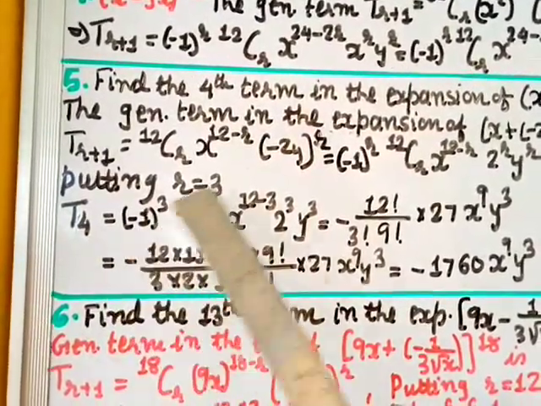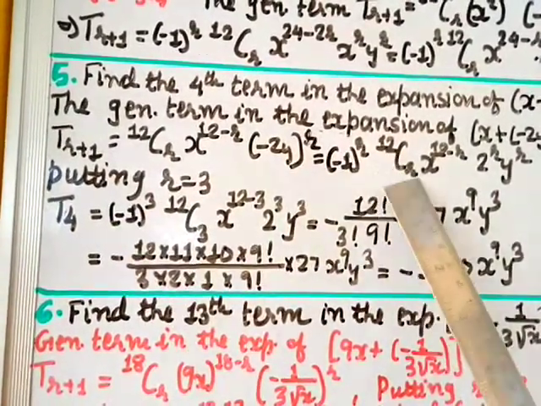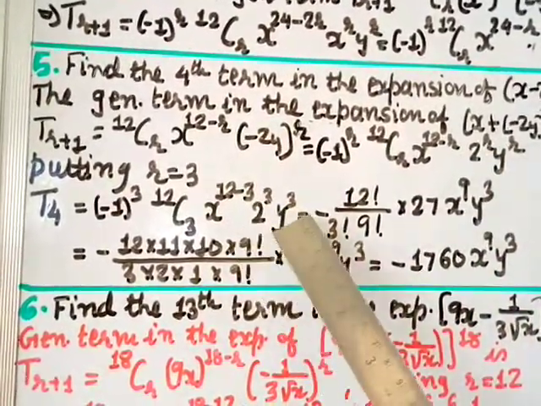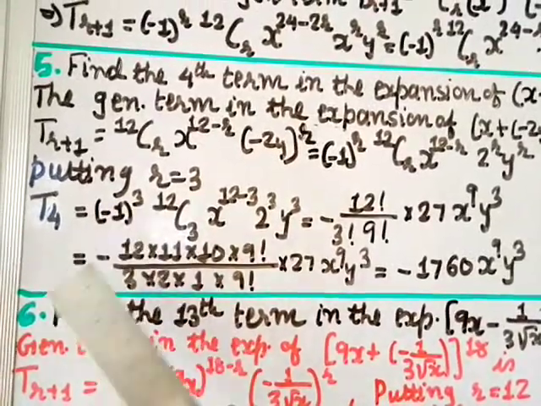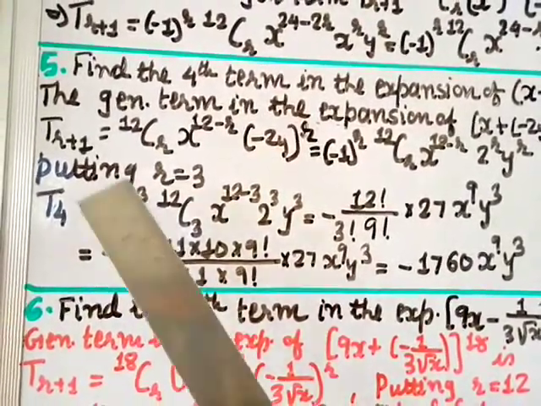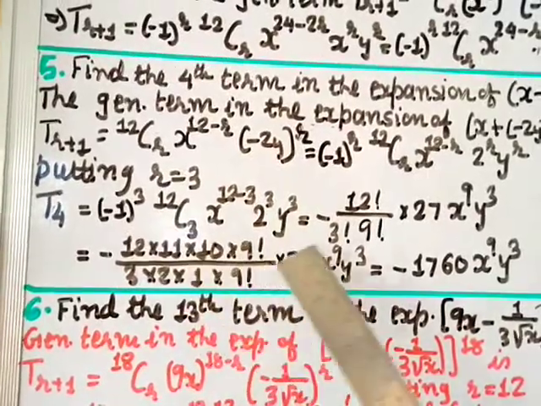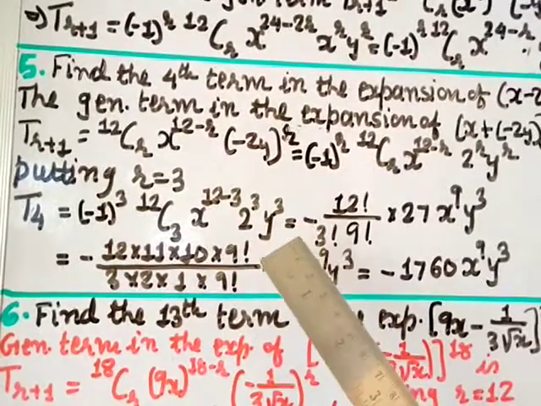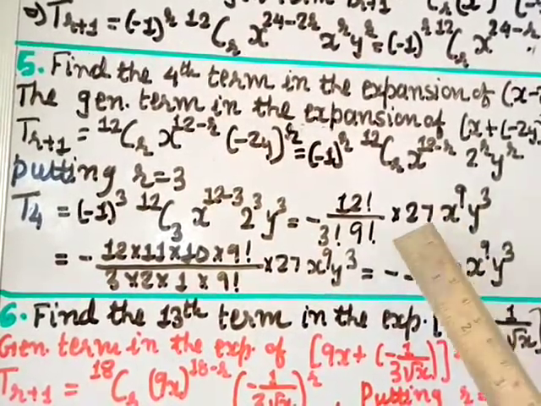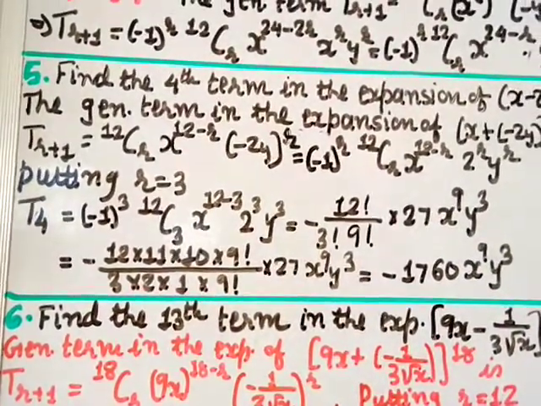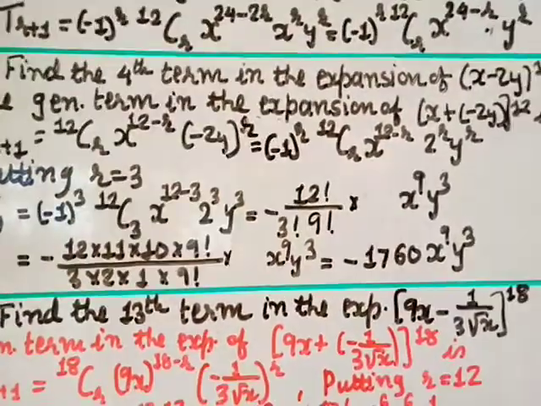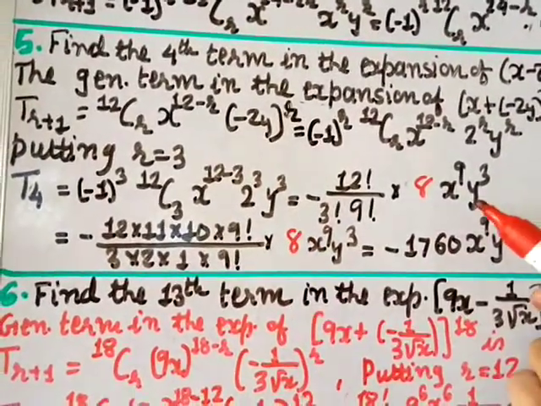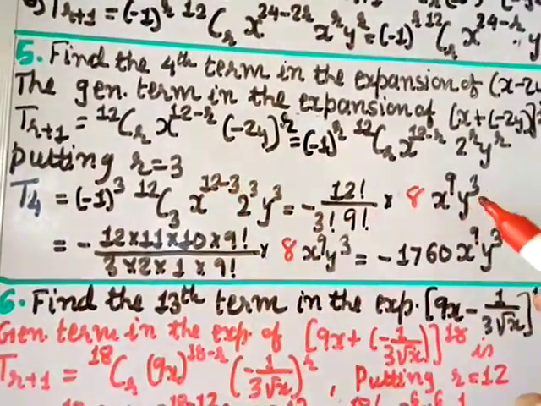equal to minus 1 power 3, 12c3 x power 12 minus 3, 2 power 3 y power 3, equal to this. Minus 1 power 3: a negative number to an odd power means a negative answer. 12c3 is written as 12 factorial divided by 3 factorial into 9 factorial, into 2 cube is 27. Sorry, it's a mistake here, it is not 27, it should be 8. Just correct it, 2 cube is 8 here. Okay, here also 8, right, and x power 12 minus 3 will give you x power 9, and y cube as it is.